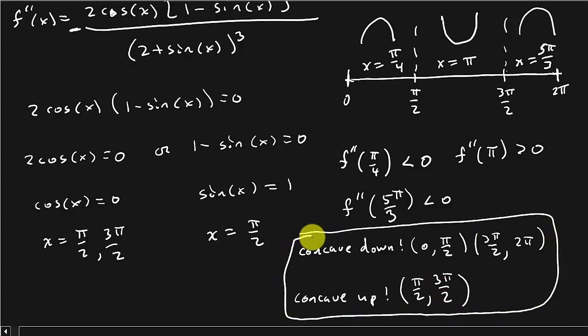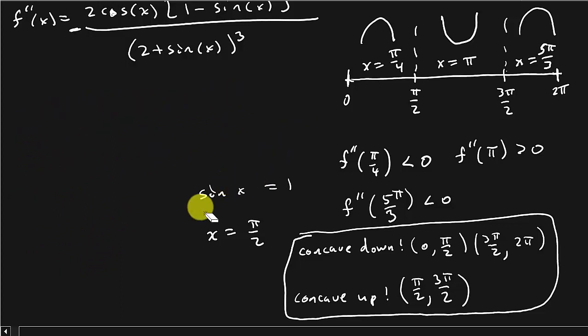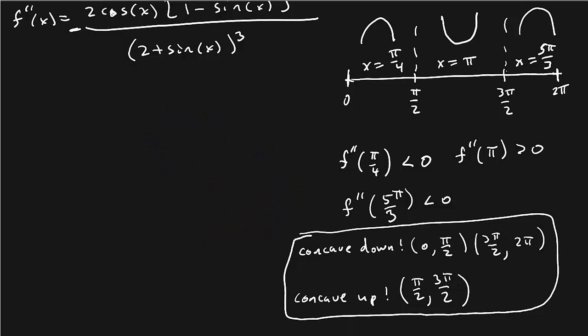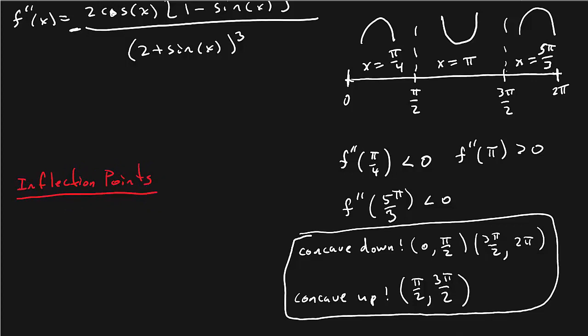Now the next thing, inflection points, and I'm going to erase this so we can see that number line there. So inflection points, remember that's where the graph changes concavity. So my inflection points, well, I've got an inflection point at pi over 2.